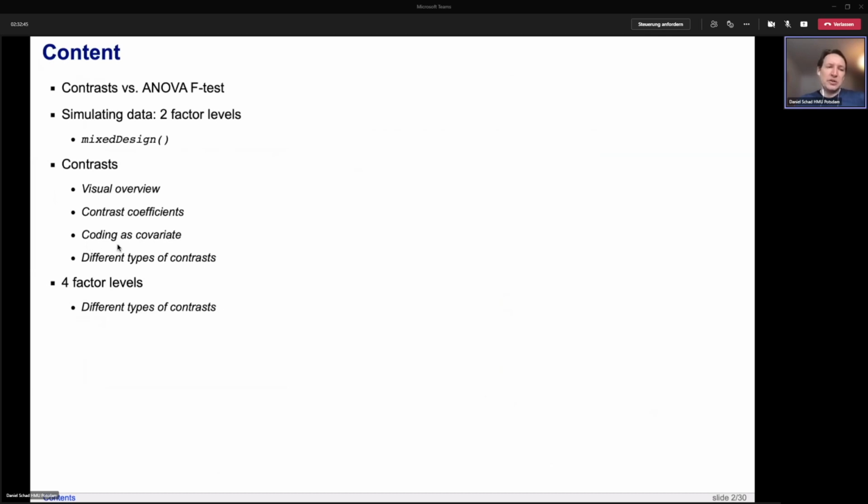We'll show how R codes contrasts as covariates, or how you can do that manually, and look at different types of contrasts that are out there. And then I will switch to an example with 4-factor levels and just show what kinds of different contrasts one can use to code a 4-factor level. And this will show you that the contrasts really define what your model is estimating. If you don't know what the contrasts are, in many cases you have no clue what the significance of the coefficient means. So this is really key.